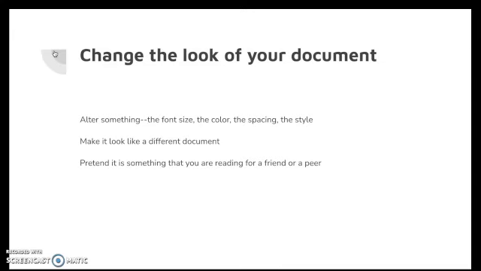It can help you pretend you're not reading your paper. It gives you sort of fresh eyes. You're not looking at the same thing over and over and over. This is one reason some people like to print their documents out, because then they're sort of looking at it in a different space. So change your document up as you do this.